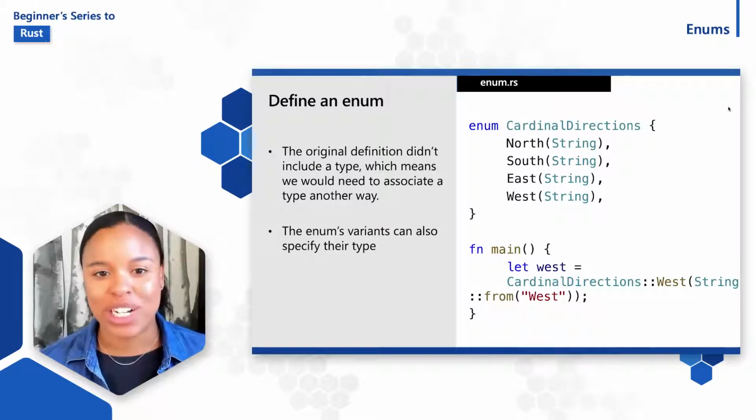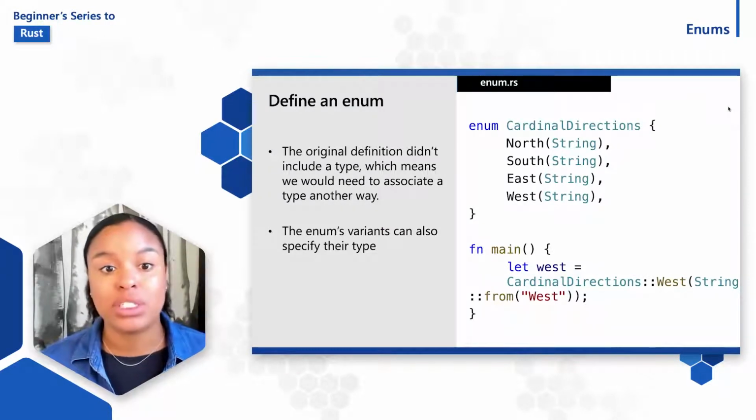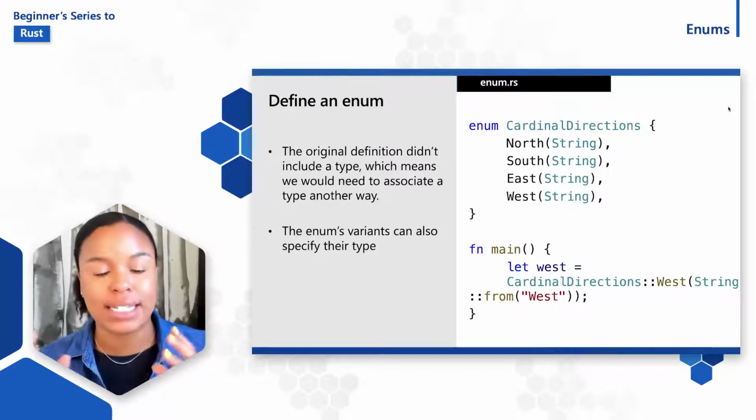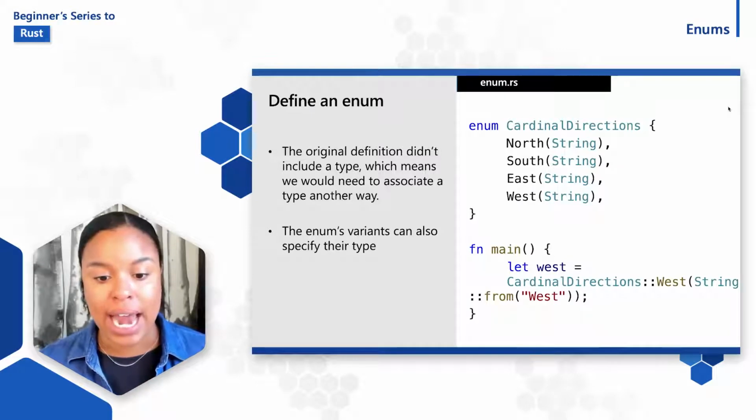Notice that in the original definition, the variants didn't include a type. That means that to associate a type, we would need to use something like a struct, for example. Or we could also define the enum differently to specify a type for each variant. So in this example here, you see that after the name of the variant, inside of parentheses, a type is defined. The type is the same for each one of the variants here, which is string.